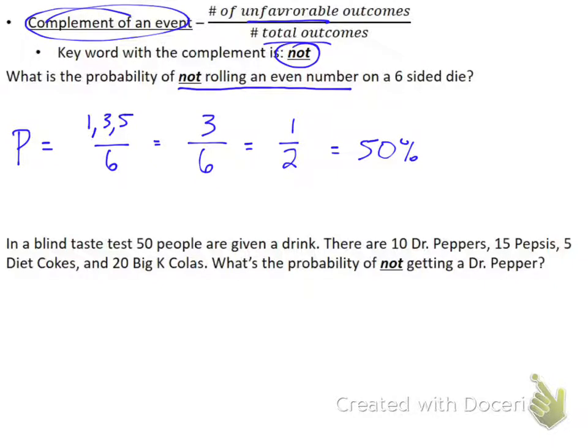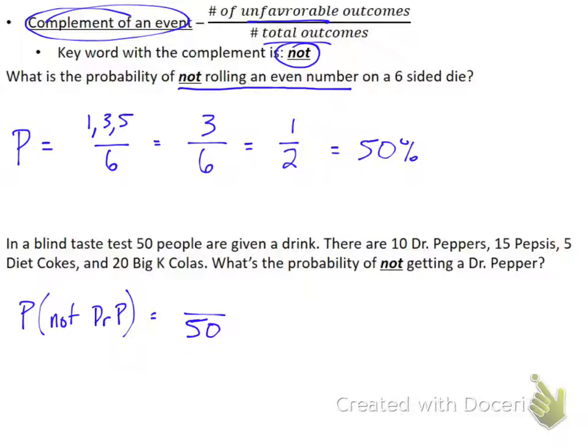With the second one, again, I want to find out the probability of not getting a Dr. Pepper. So with my probability of getting not Dr. Pepper, I know I have 50 total pops. And then there's one of two ways I can go through here. I can count and add together all the ones that are not Dr. Peppers. So add the Pepsis, the Diet Cokes, and the Big Ks together.